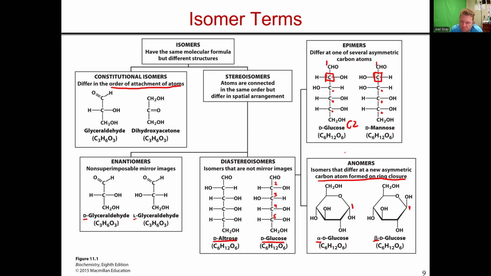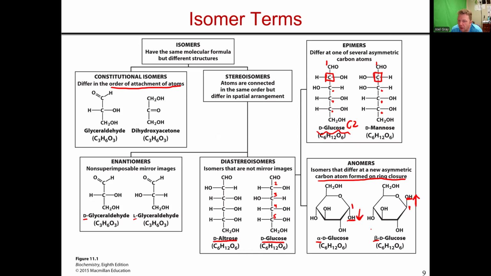Carbon number 1, well, we can just use glucose as our example. Carbon number 1 in glucose is not a chiral center. But suddenly, when the sugar cyclizes, it becomes a chiral center. And the positioning of the hydroxide group on that new chiral center, is it up or is it down with respect to my ring? So is it pointed up or is it pointed down?